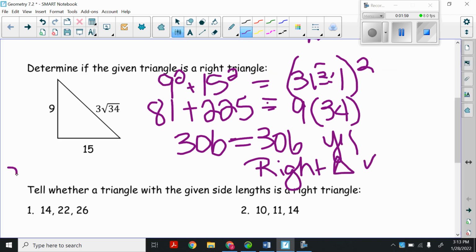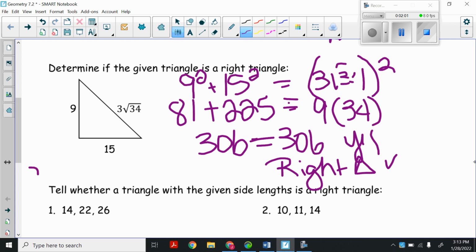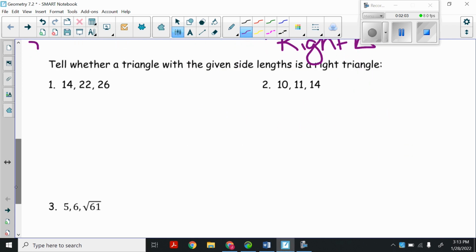So now some more examples. And it says, tell whether a triangle with a given side length is a right triangle. So first, okay, can we even make a triangle out of them? Remember that lesson. So 14 plus 22 is bigger than 26. So yes, I know that it will make a triangle. So now I want to see, is it a right triangle?